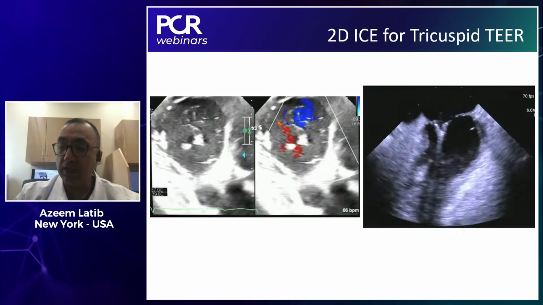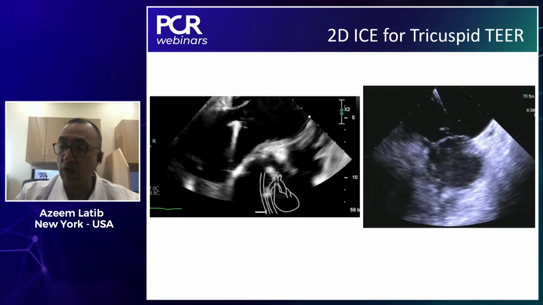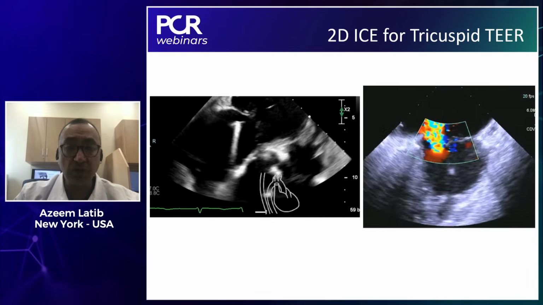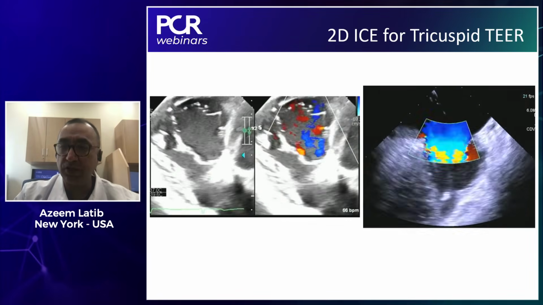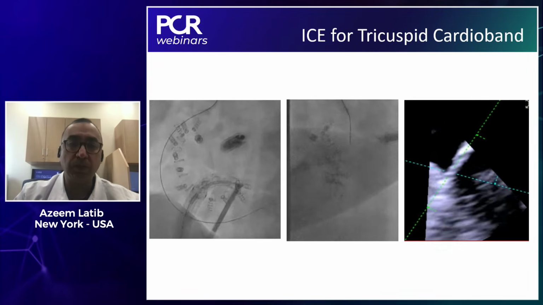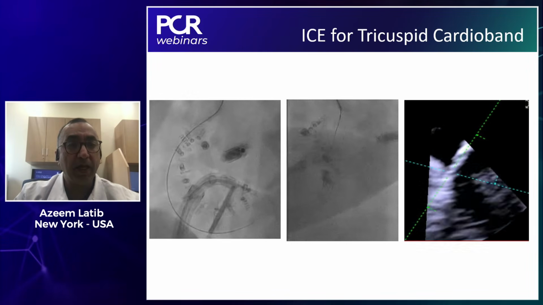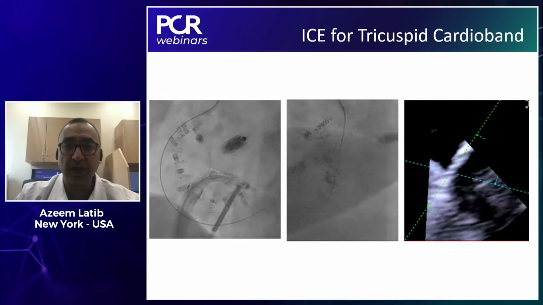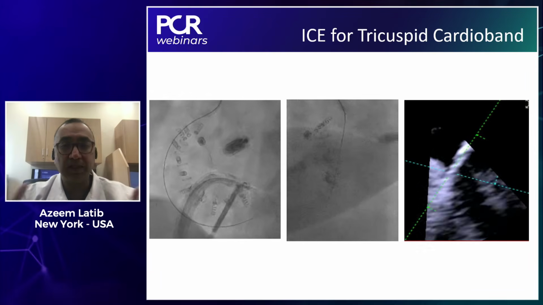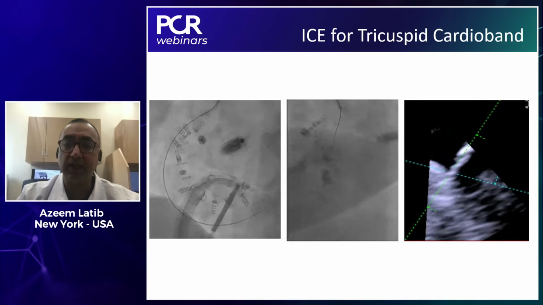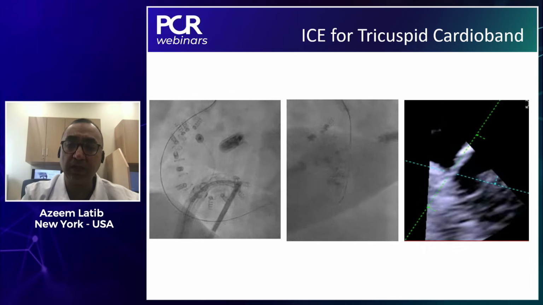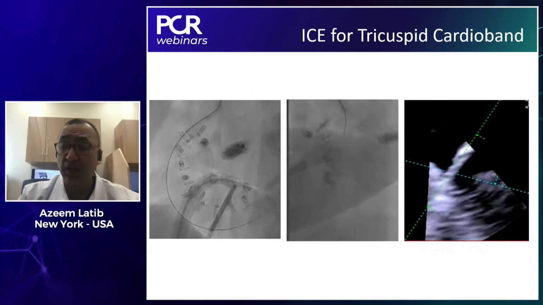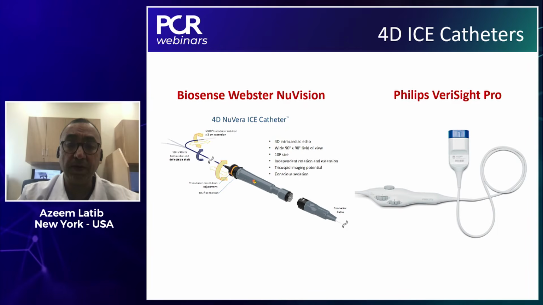Forward to my next slide. So we've used a lot of 2D ICE in these kinds of indications. I think the other one that was mentioned earlier was Cardioband. And I think even you, Victoria, have some experience where there are times you can't see some of those anchors. With the addition of 2D ICE here, you can see the hinge point a lot better. However, we now live in a world where there are 4D ICE catheters.